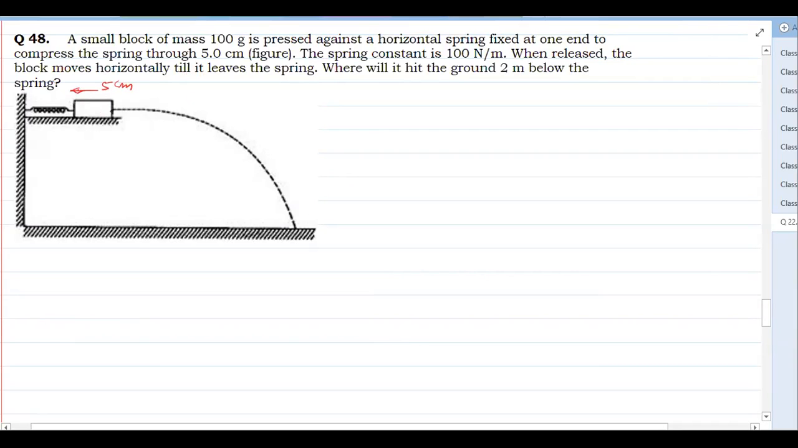So it is not attached with the spring. It will be compressing and then it will release and it will finally separate from the spring. It leaves the spring. Where will it hit the ground? 2 meters below the spring. So this height is given.